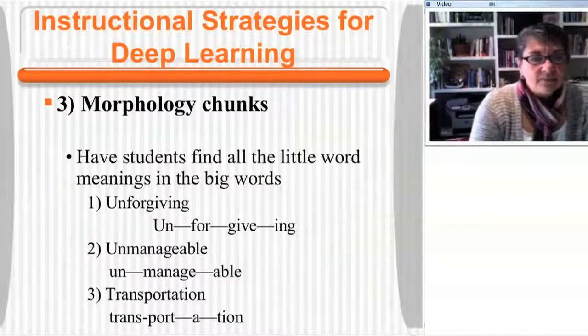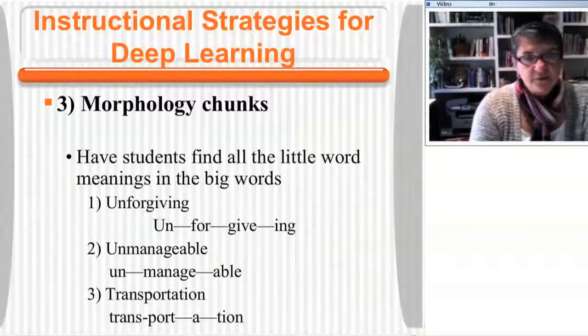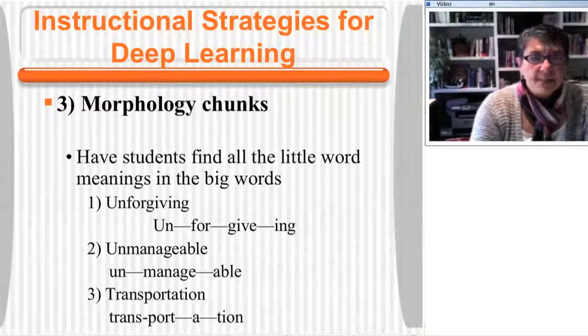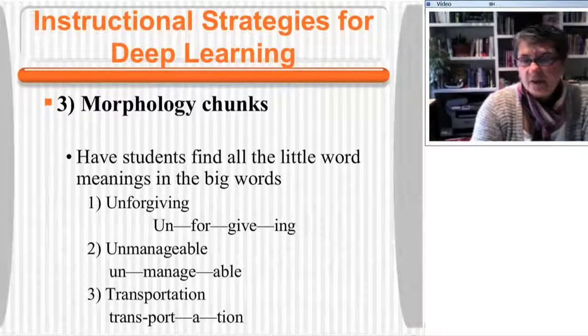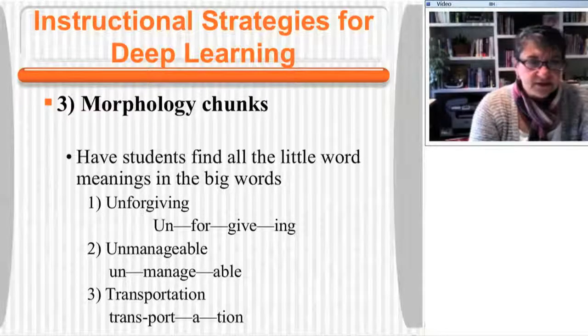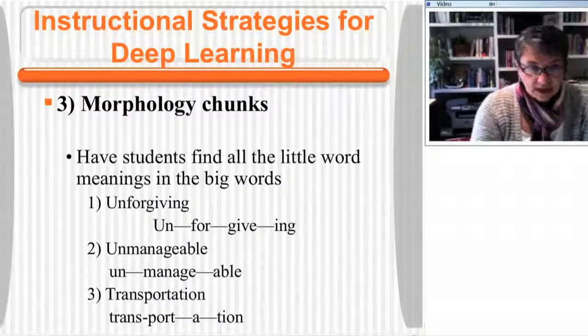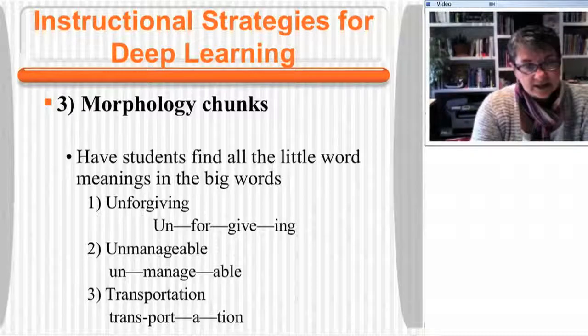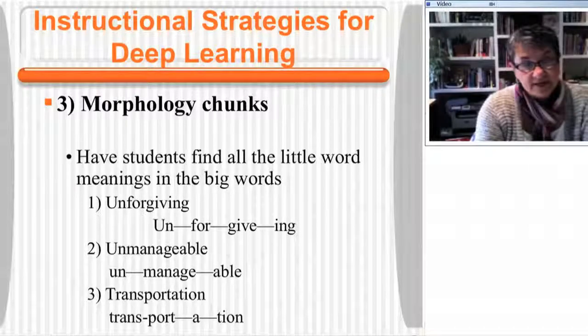Okay, now my next example is what I call morphology chunks. And morphology is a word you may be familiar with, maybe not, I'm not sure. But what we ask students to do with morphology chunks is to have them find all the little word meanings in the big words, okay? And let me give you some examples for this. So unforgiving. Look at the word unforgiving, and you can see un, for, give, and ing. So you've got 4 morphemes in that word, un, for, give, and ing.